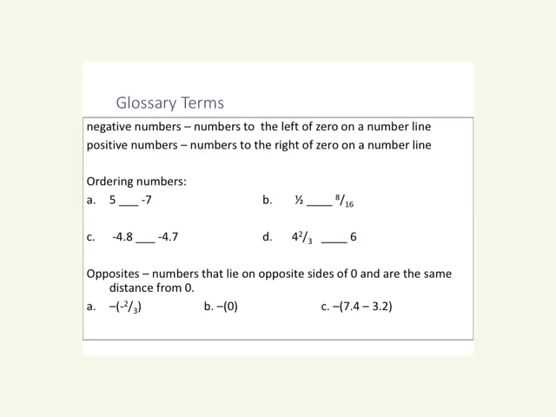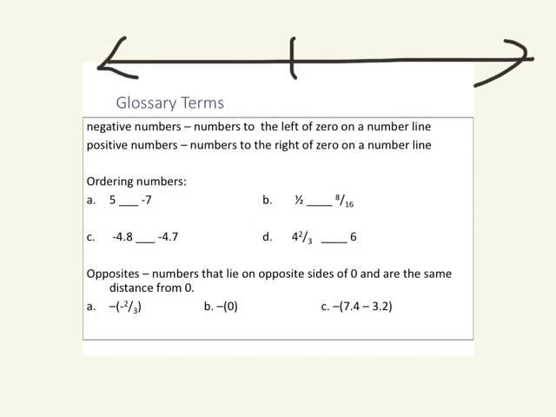All right, so negative numbers are the numbers on the left of 0 on a number line, and the positive numbers are the numbers on the right on a number line. So when we're ordering numbers, we have to think about on a number line. If we have 0 here, we have 1, 2, 3. Here we have the negatives.